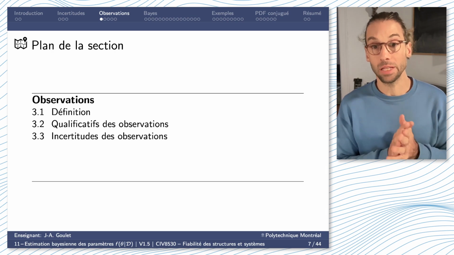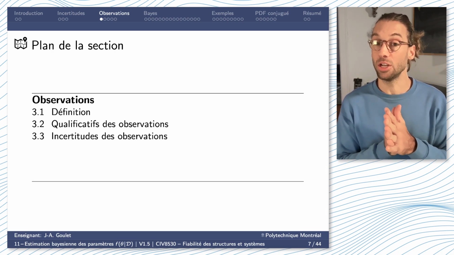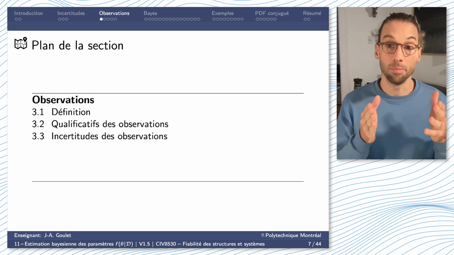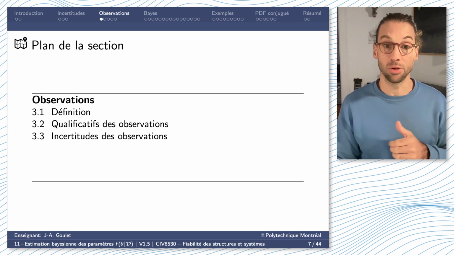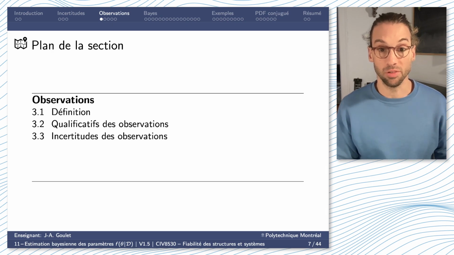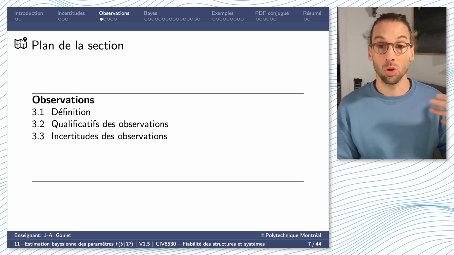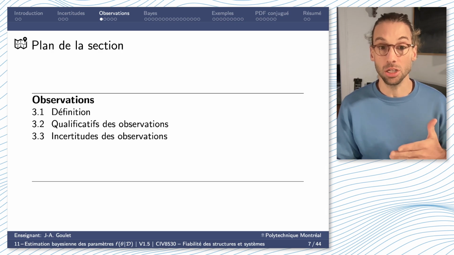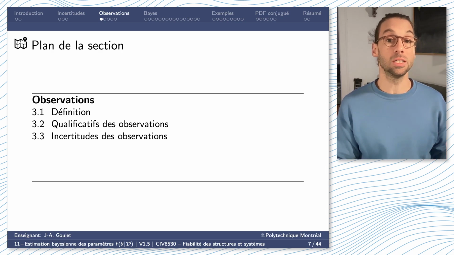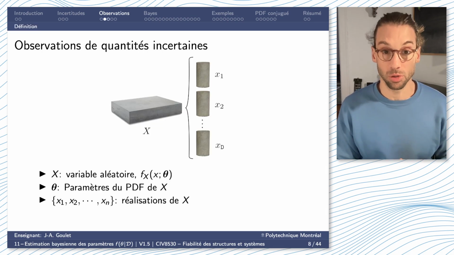So we're going to look now at what are the type of observation we can use in order to better characterize the uncertainty associated with our random variables. So we're going to look at some definition, what types of qualificative we can associate with observation, and what are the uncertainties that are themselves associated with the observations.